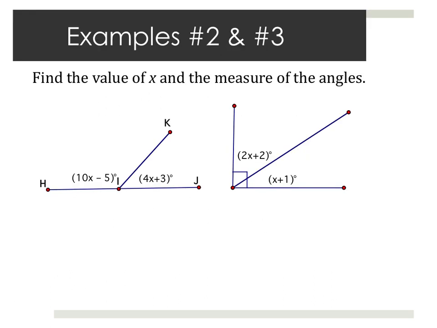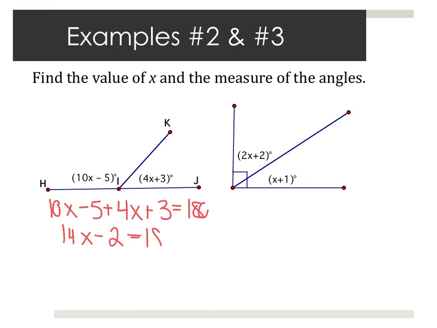All right, so here we're going to find the value of x and the measure of the angles. So for the first one, what I see happening here is we have two angles that are a linear pair. These two angles add up together to 180. So I'm going to write that. 10x minus 5 plus 4x plus 3 equals 180. These are supplementary angles. Again, I apologize for using that term. I do think I did earlier without teaching it to you first. So 14x is going to equal 182. X is going to equal 13.